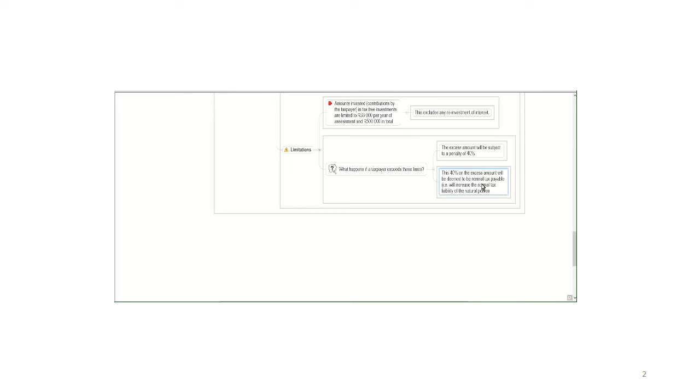In other words, it doesn't affect your taxable income calculation. It is pure tax of 40% that you will need to pay over to SARS.